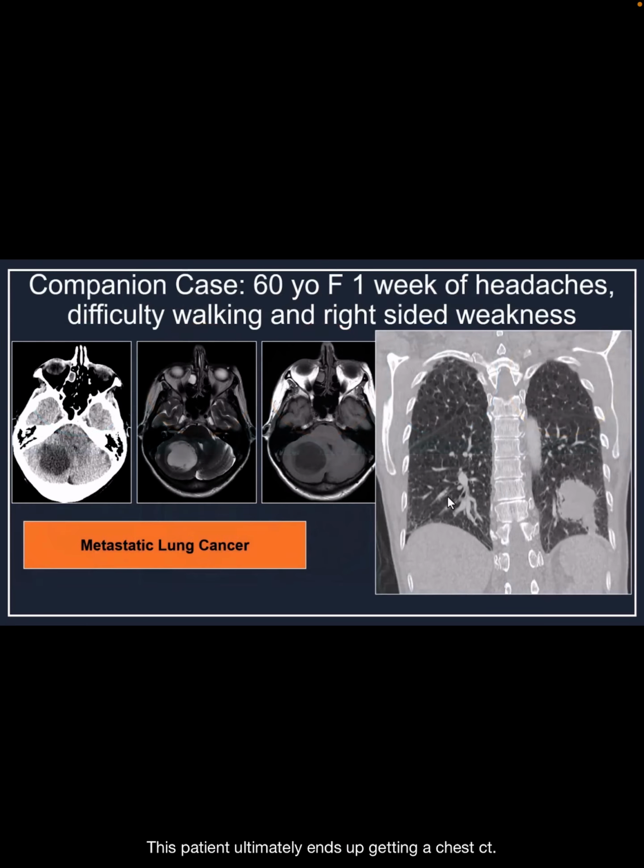This patient ultimately ends up getting a chest CT. We can see upon a background of really diffuse emphysema, we've got this large spiculated mass within the left lower lobe, and this patient happened to present with their metastatic lung cancer to their posterior fossa.